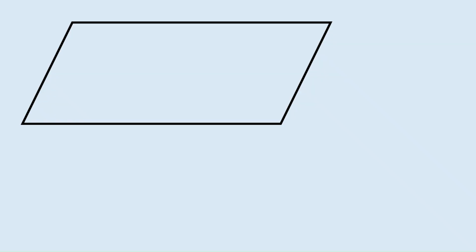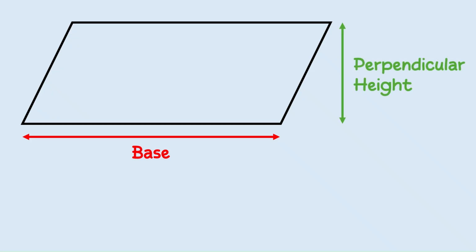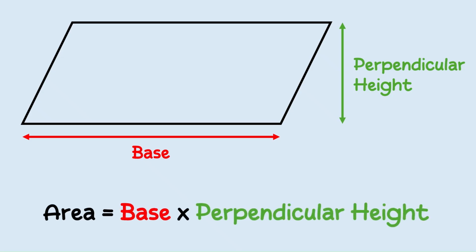In this video, we're going to take a look at how to find the area of a parallelogram. To find the area of a parallelogram, we need two key measurements. We need the length of the base of our parallelogram, and we need the perpendicular height of the parallelogram. The perpendicular height, that's our height going straight up from the bottom. And we then get this formula: area equals base times perpendicular height.